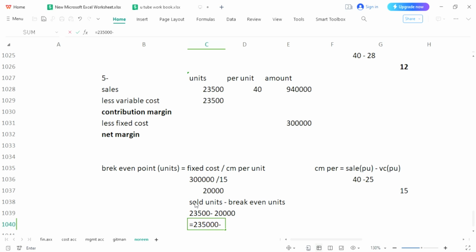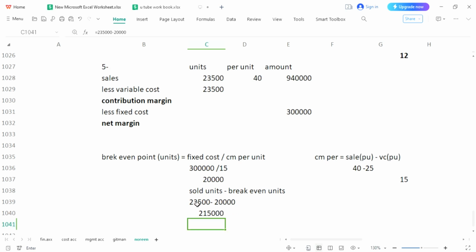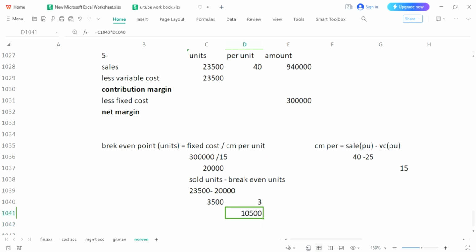23,500 subtract 20,000, so you have 3,500 shirts that are extra. For every extra shirt, you will be paying an extra commission of $3. So 3,500 shirts were sold extra, and the extra commission per shirt is $3. How much is the total commission? For that, 3,500 were the shirts and for each shirt $3 was the commission, so you have got 10,500 extra commission. Please keep it in your mind. This was your extra commission.